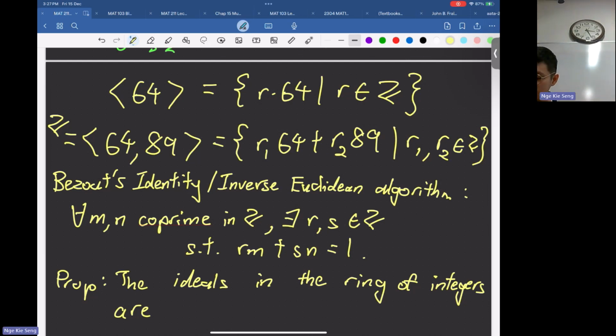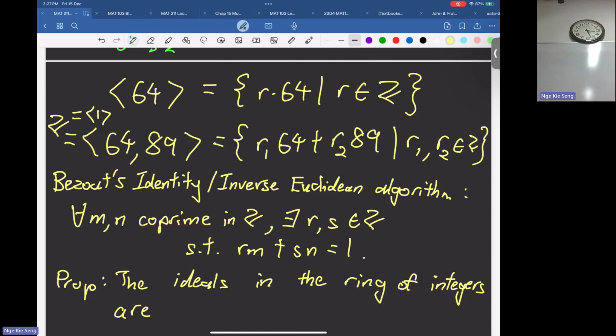In other words, the ideal generated by 64 and 89 is the unit ideal. You can find one element that generates this ideal. From 1, can you generate 64 now? How?